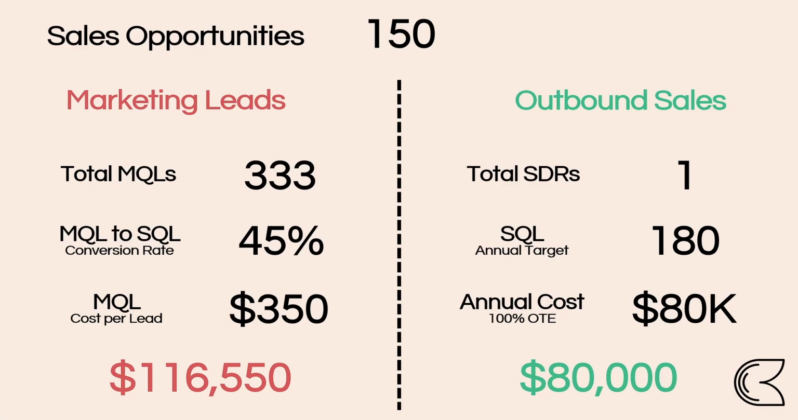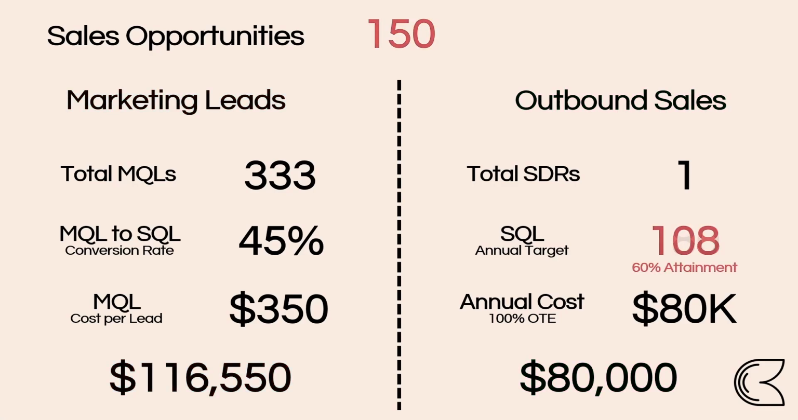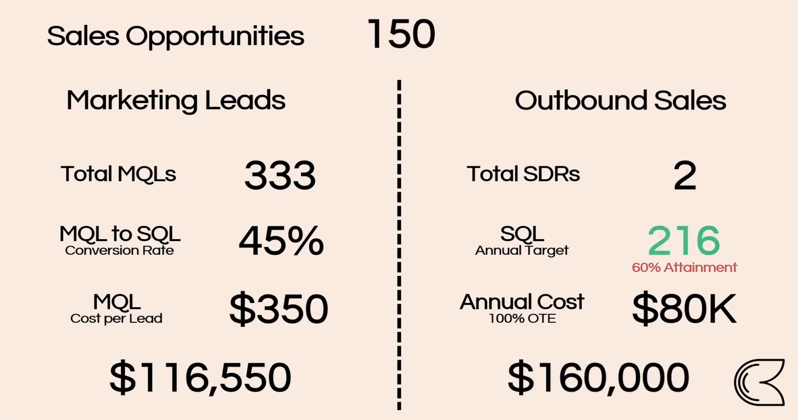But what happens if the current SDR team isn't anywhere near target and they're at 60% attainment? Well, then we would have to model the SDR only hitting 108, which falls short of our 150 sales opportunity need. So to use SDRs in this instance, we'd need 2 of them. And that would double our cost to 160K, which obviously makes it a bad choice compared to marketing.